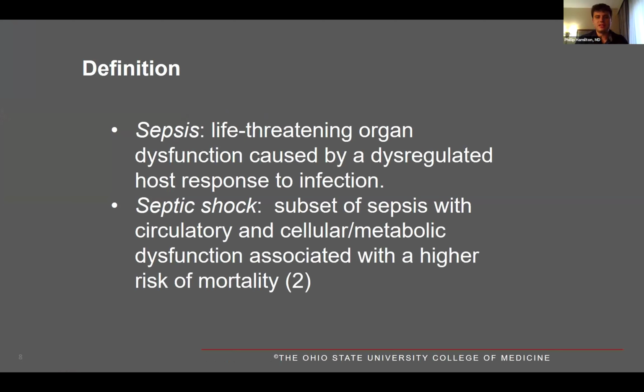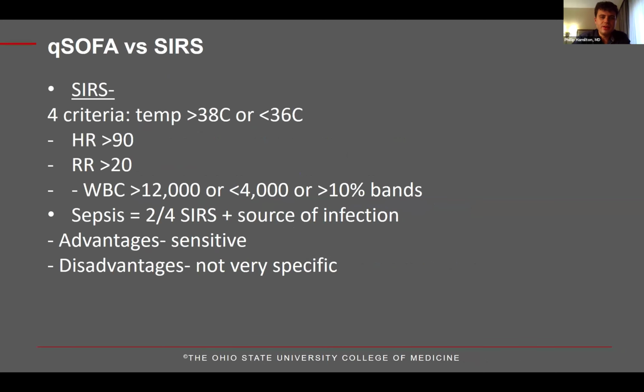So sepsis is, I think as most of us would know, a life-threatening organ dysfunction caused by a dysregulated host response to infection. The infection being key because a lot of the clinical signs that we see in sepsis are not specific to infection necessarily. A lot of different things can cause elevated heart rate and respiratory rate, fever, leukocytosis. Whereas septic shock is a subset of sepsis that's defined by circulatory and cellular metabolic dysfunction, which is associated with a significantly higher risk of mortality.